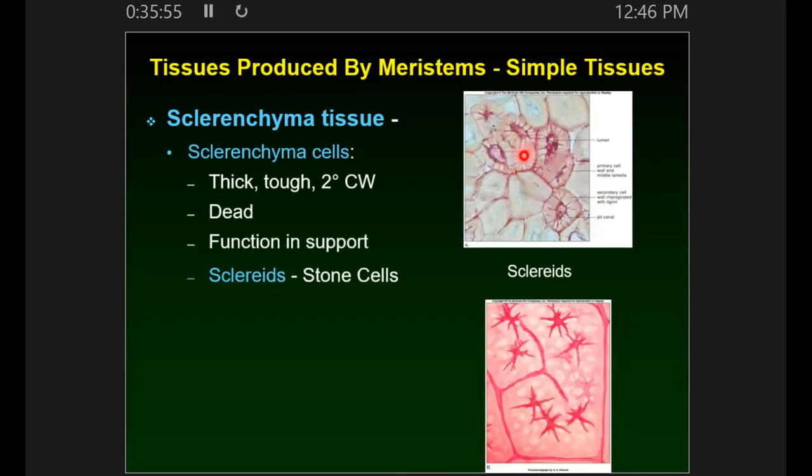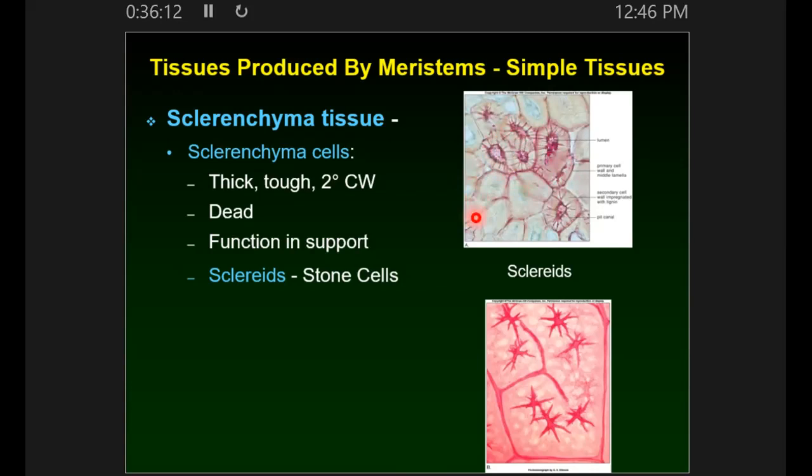Here, though, these are with the big, thick cell walls that have those stripes in them. So you can see how big the secondary cell wall is. All that stripy area, that's the cell wall. And they're dead. They're just hollow, okay? But they perform some nice support.